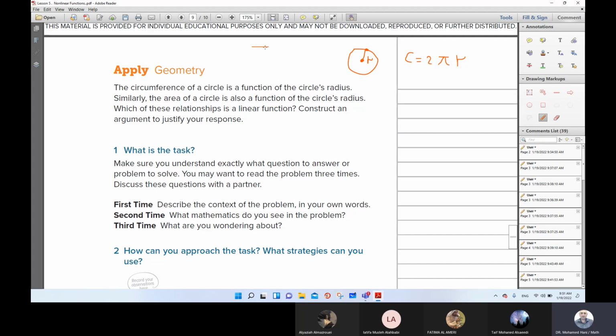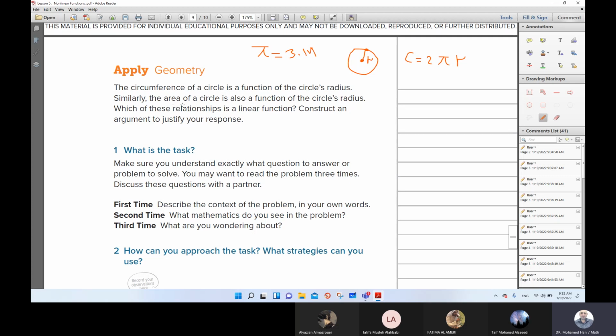And as you remember, pi equals about 3.14. And this is the rule of the circumference of the circle. So the circumference of a circle is a function of the circle's radius. We have a relationship here between C and r because of the constant.